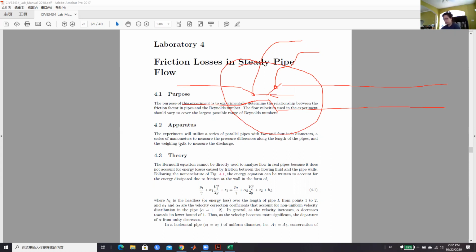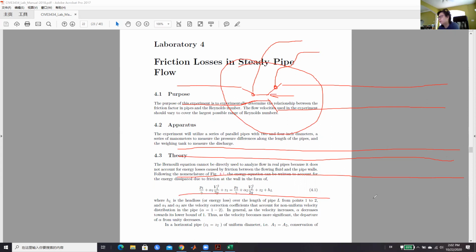In this lab we have two types of cast iron pipe. The first one is a 2-inch, and the second one is a 4-inch diameter pipe. The manometer tubes are connected over a length of L. The reason we do that is we want to check the pressure drop along the whole length of the pipe. And the L is 182-inch.